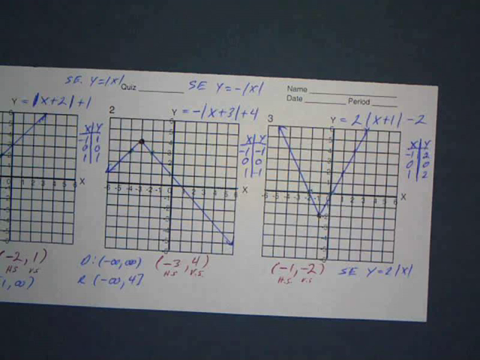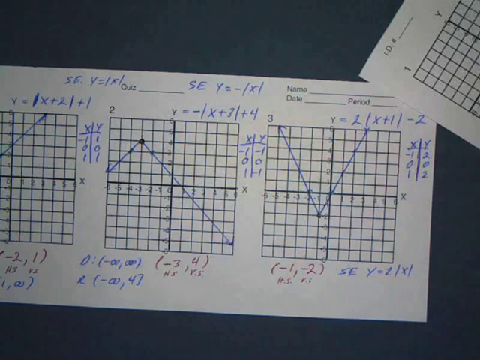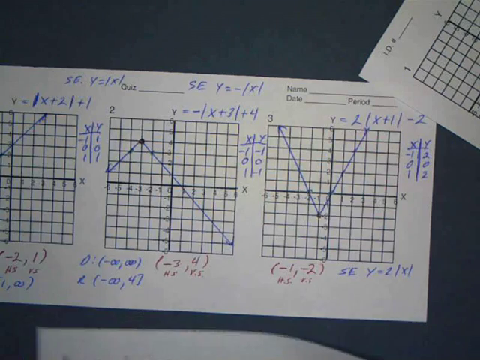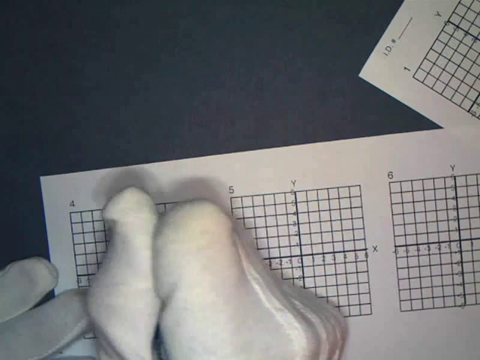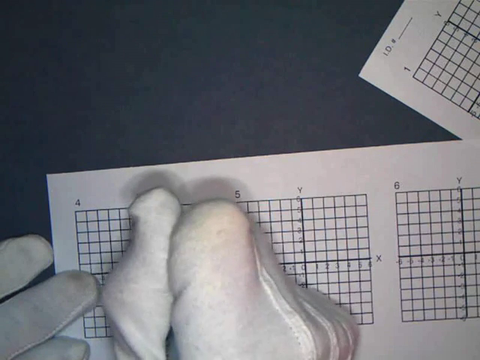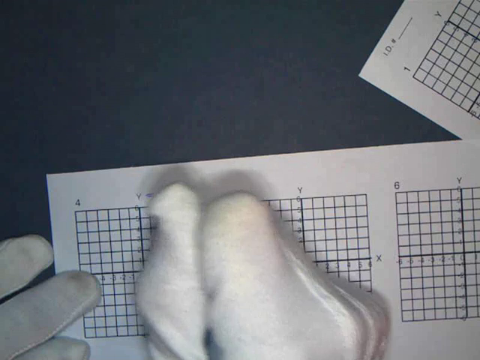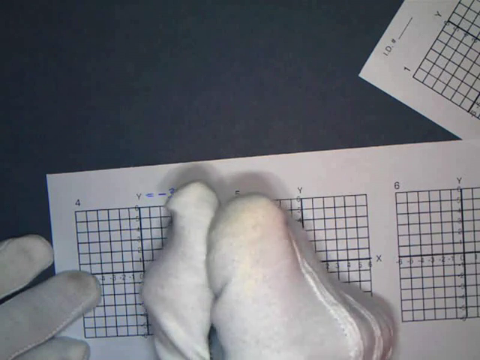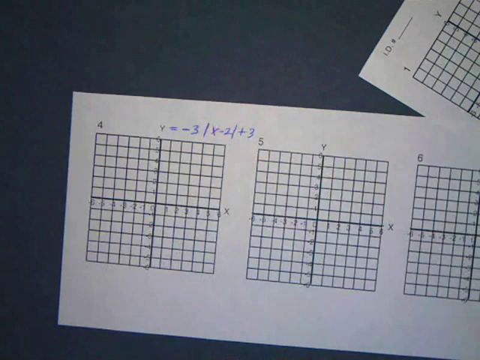Okay, so this next one's going to be, oops, negative. Get this written down for you correctly here. So this one we'll try y equals -3 times the absolute value of x minus 2 plus 3.